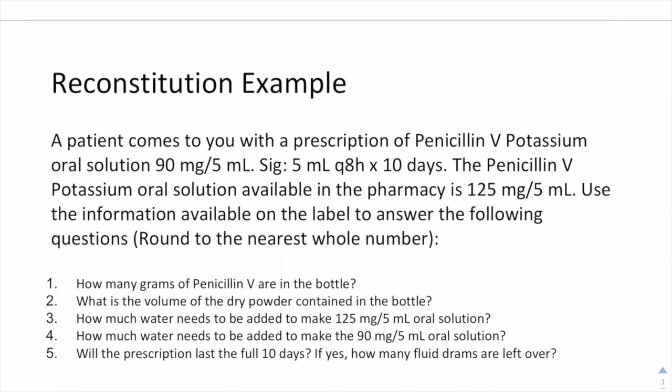Here's our reconstitution example. A patient comes to you with a prescription of penicillin V oral solution, 90 milligrams per 5 mLs, 5 mLs every 8 hours for 10 days. The oral solution available in the pharmacy is 125 milligrams per 5 mLs. Use information on the label to answer the following questions.